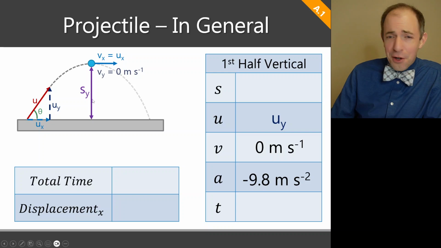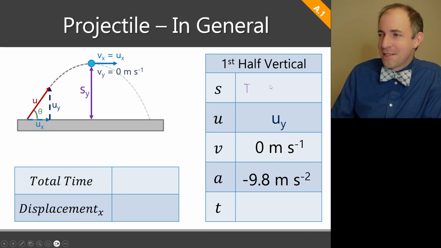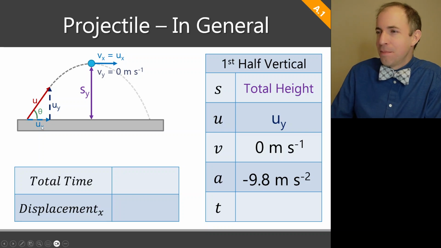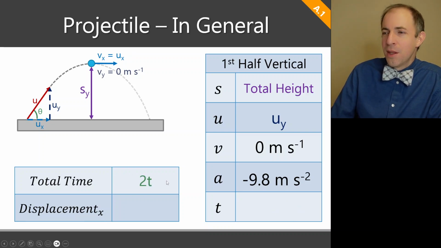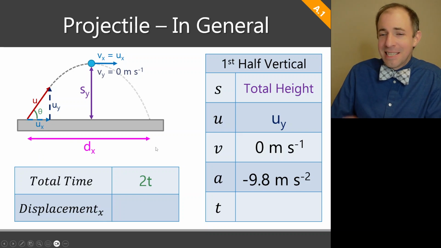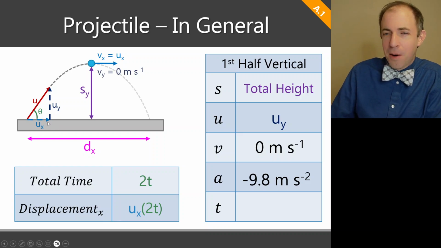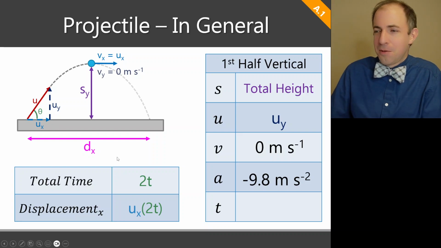Then the vertical displacement here, s, is essentially your total height, so how high it goes, because you're looking at the first half. And then t is just half the time, so the total time is 2 times whatever that t is. And the displacement in the x direction is ux, so the initial x part of that triangle, times the total time that it's in the air.